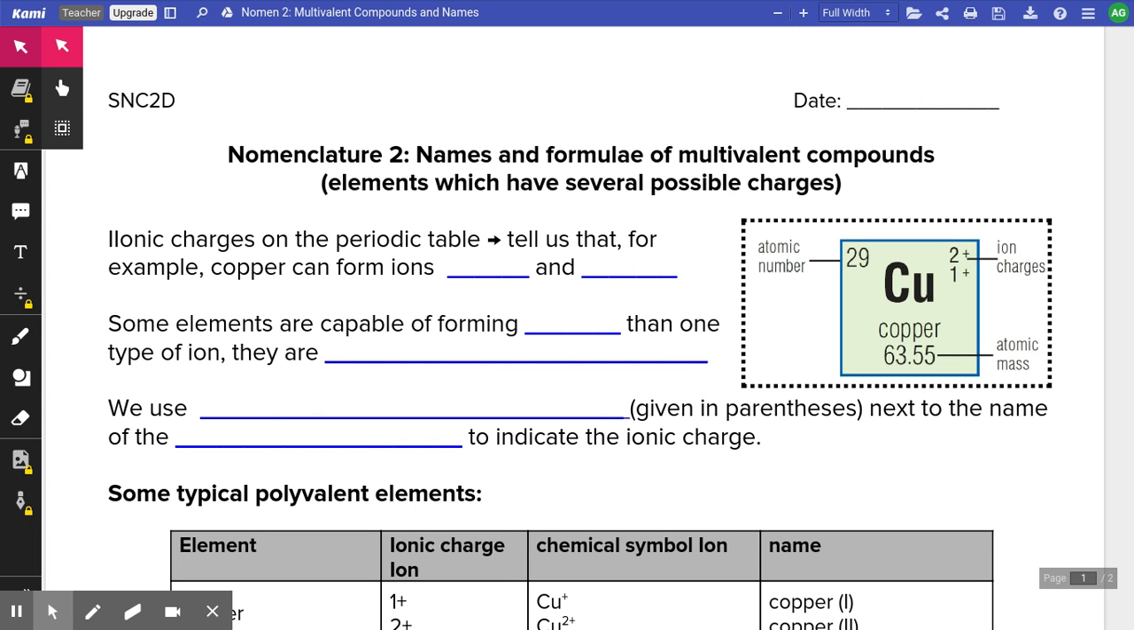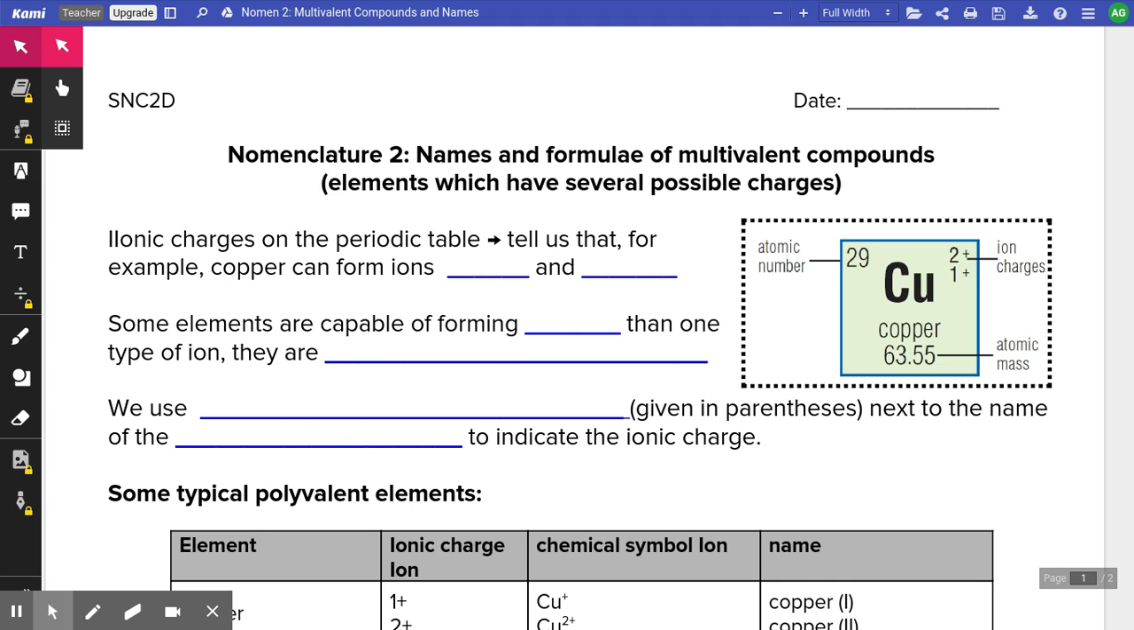Okay, so we've already done naming binary ionic compounds, and now we're moving on and adding something a little bit more complicated to get a more robust understanding of how to name compounds. We're still working with binary compounds, so we're still going to have two elements present in our ionic compound. It's still ionic and it's still binary. But in this case, we have what are called multivalent compounds.